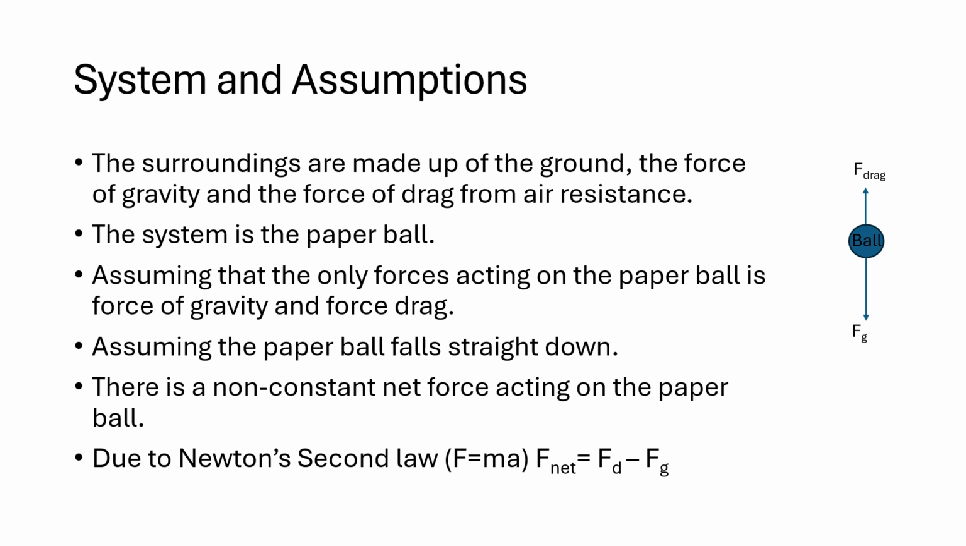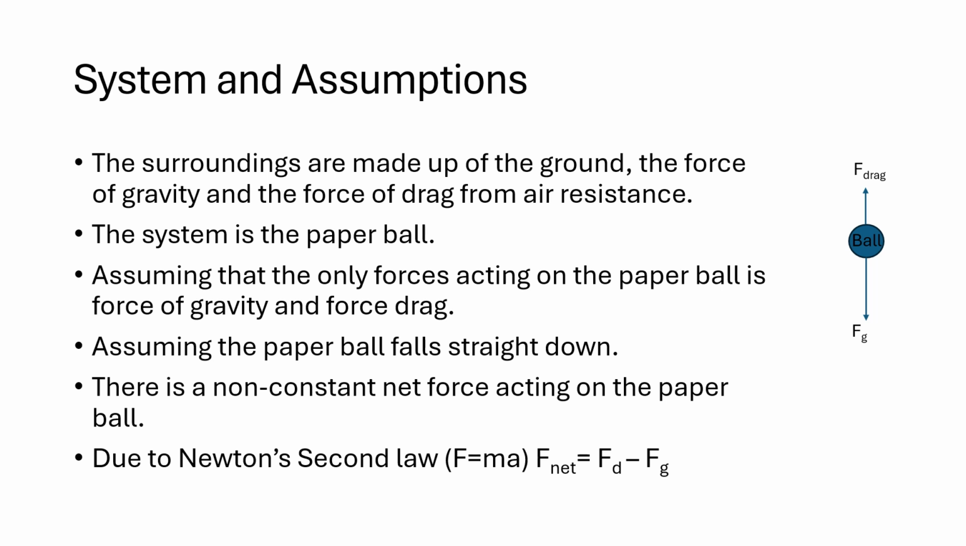As you can see here with the free body diagram, the force of drag is pushing up against the force of gravity. I did not achieve constant terminal velocity, so the force of drag is slightly smaller than the force of gravity in this situation, and the force of drag is also variable. We're assuming that the only forces acting on the paper ball are the force of gravity and the force of drag.